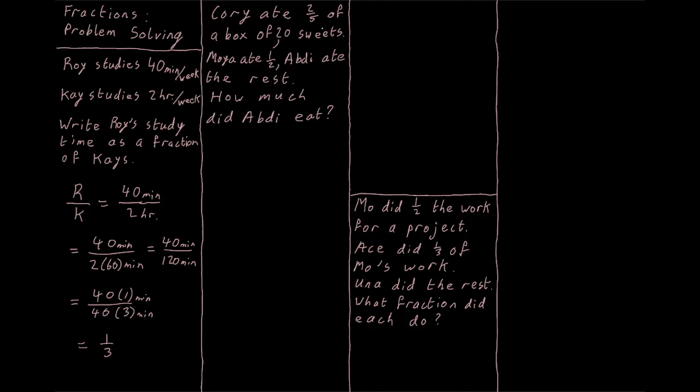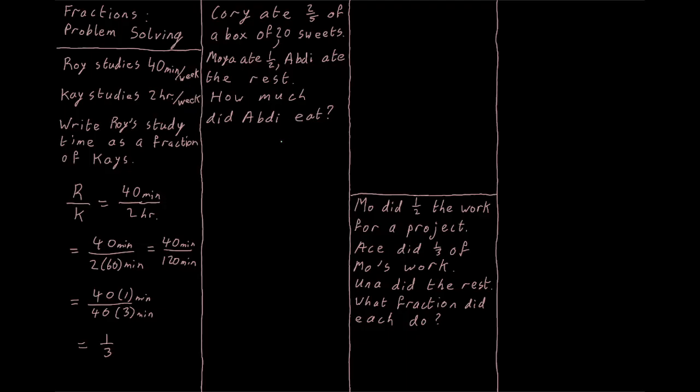Let's have a look at this situation here. So we have Corey ate 2/5 of a box of 20 sweets. Moya ate half of the box. Abdi ate the rest. How much did Abdi eat? Now this question is a little unclear in that does it mean what fraction Abdi ate or how many sweets Abdi ate? We actually have enough information to find both, so we're going to find both.